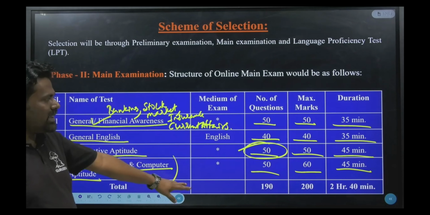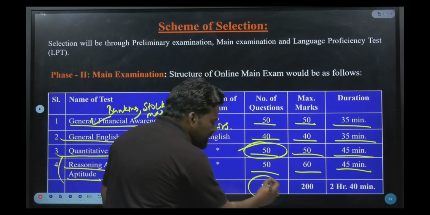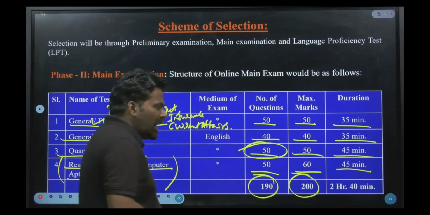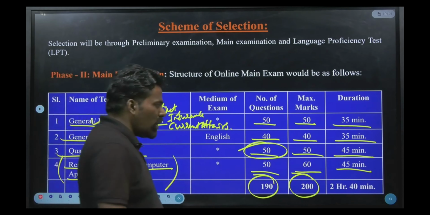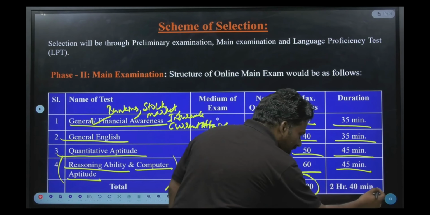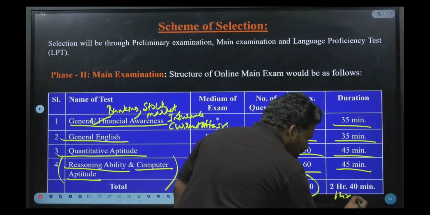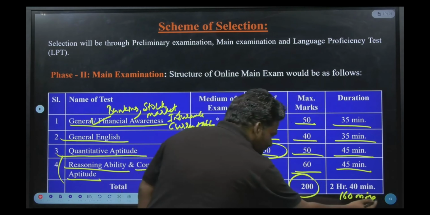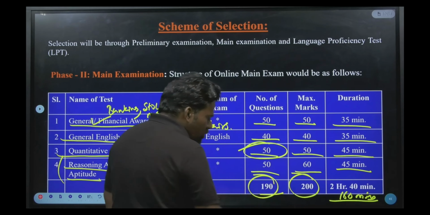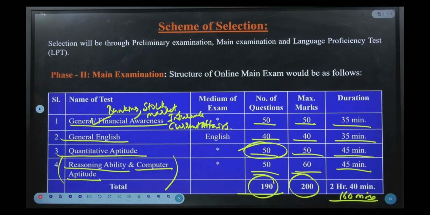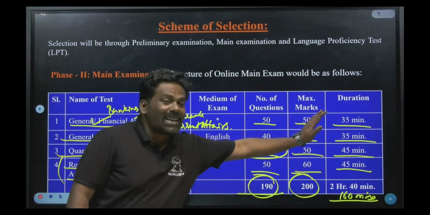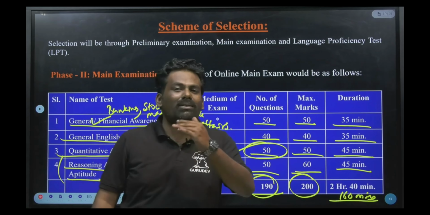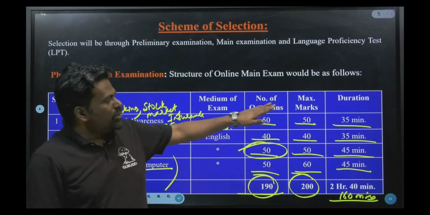So you will be writing mains examination for 190 questions, okay? Total there will be 190 questions, and maximum marks allotted is 200, and these 190 questions you will be solving in 2 hours 40 minutes. So it means 160 minutes. So there is 160 minutes you have in your examination, and you have to solve 190 questions, correct? So remember one thing, each and every section will be having sectional timing, but there is no sectional cutoff. Usually in banking examination you will be having sectional cutoff and overall cutoff. Here you don't have that.